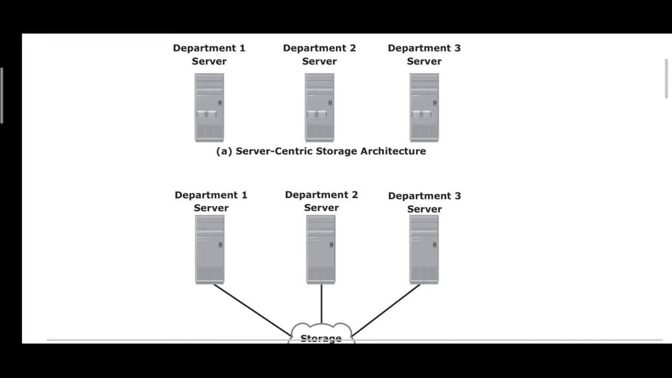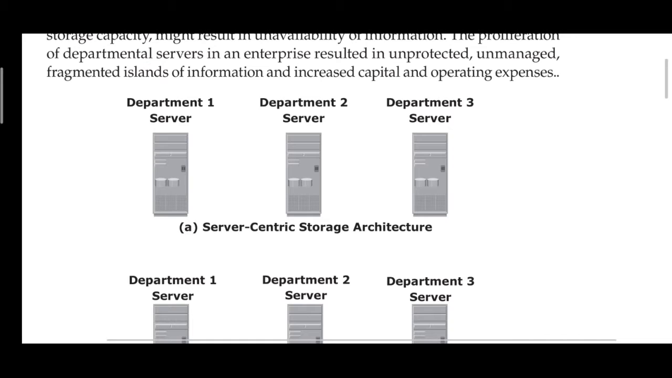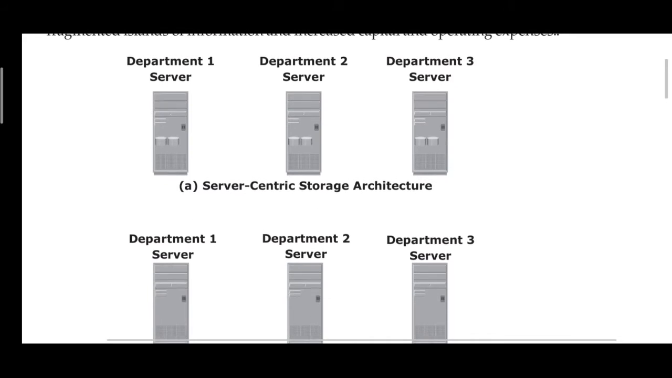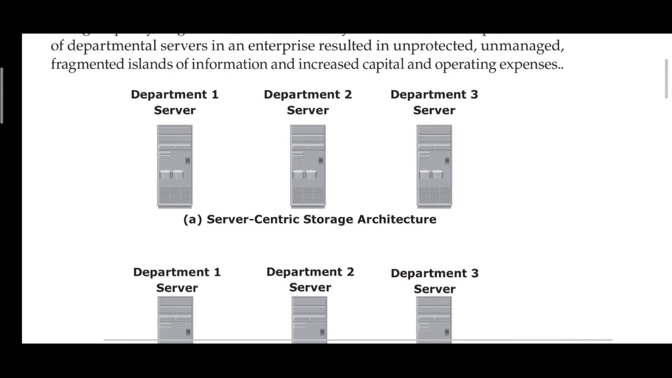Here in the first diagram, there are departmental servers maintained. Data related to a particular department is stored separately in that departmental server, and that is called server centric. In case of storage centric, all the departmental servers are connected to a common storage unit. That is the key difference, very simple to understand.